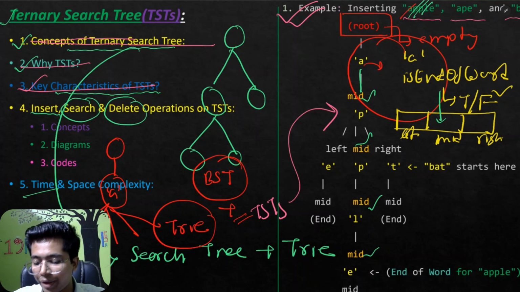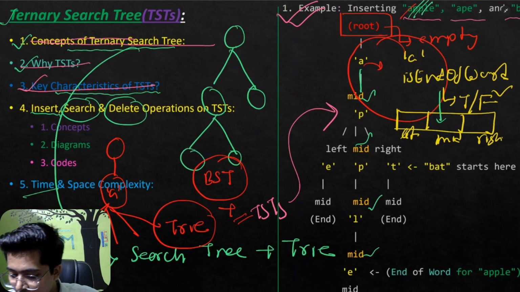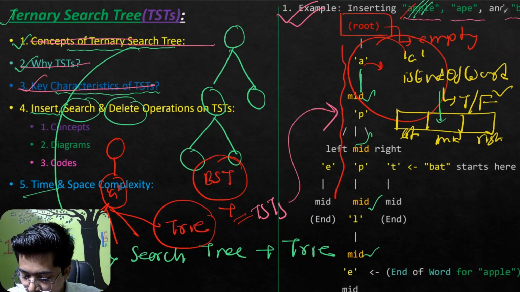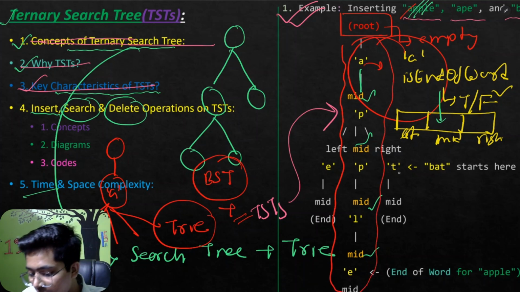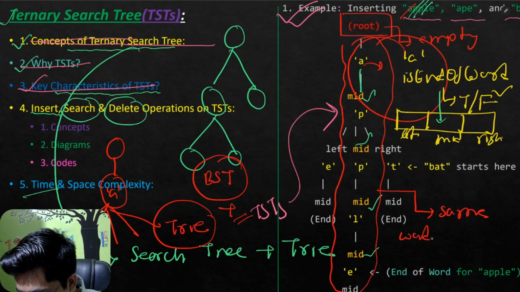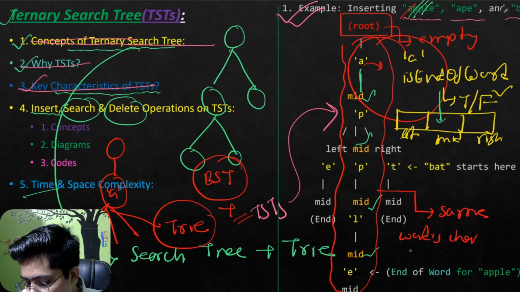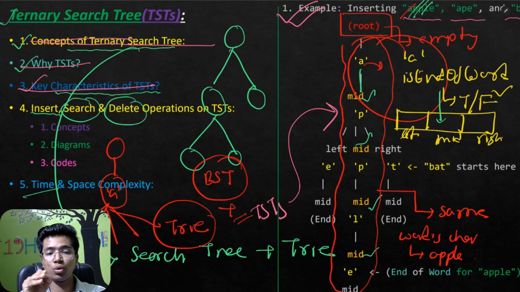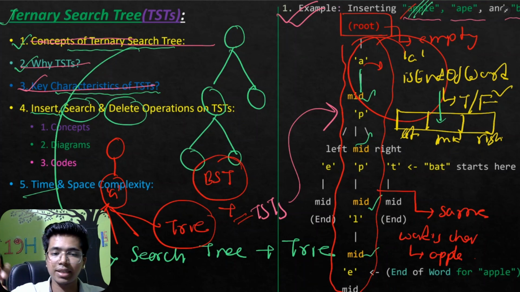What do we take? The mid pointer. So we took the mid pointer. All the mid pointers are taken for the same word, and the word here is apple. So we understood that in a ternary search tree we always use the mid pointer for the insertion of all the characters in one same word.